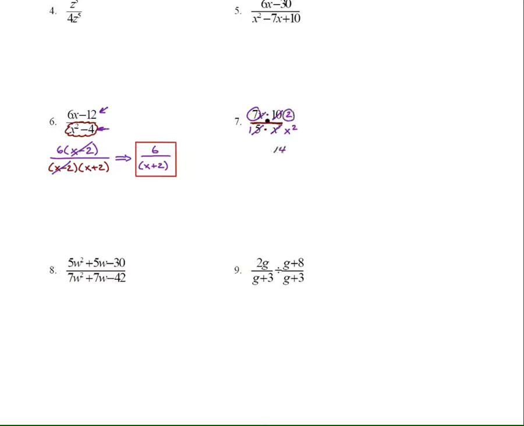So across the top I have 7 times 2, which is 14. And across the bottom I have 1 times x squared, which is just x squared. And that would be as simplified as possible.